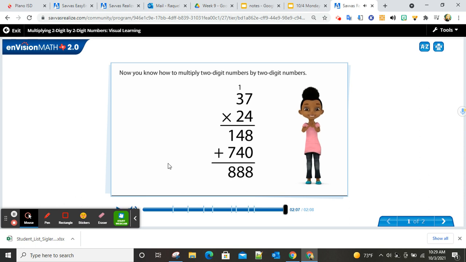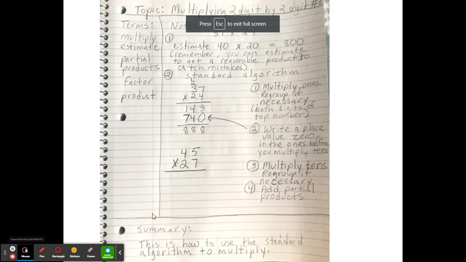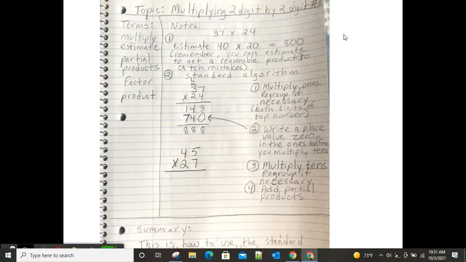Let's look at our notes again to finalize and write a summary, and then also try one more problem. Here's my notebook. Notice that my summary, I wrote, this is how to use the standard algorithm to multiply. If you want to add a summary to your notebook page, it can help you apply the writing skills you're learning to math, and it can help extend your learning that way. Let's try another problem.